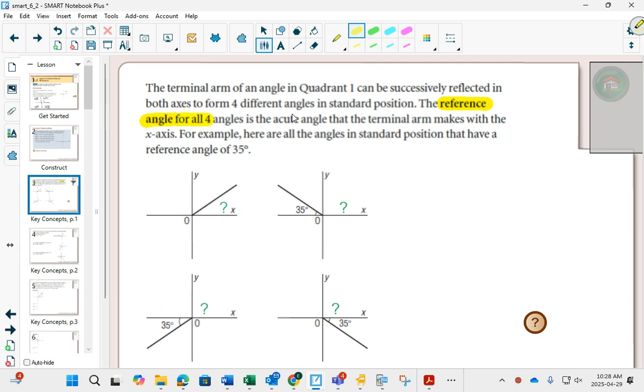So here we can highlight the whole definition: it is the acute angle with the nearest x-axis. And one thing I'd like you to add here, above acute, is that reference angles are always positive.